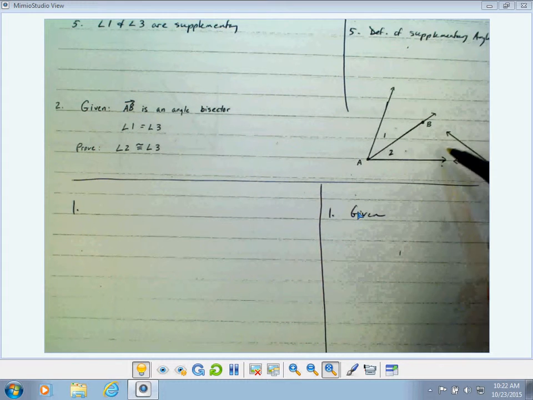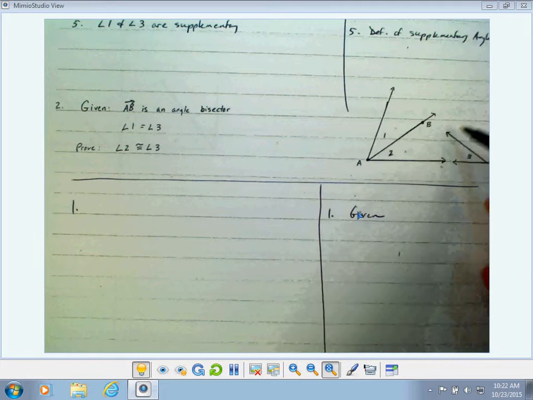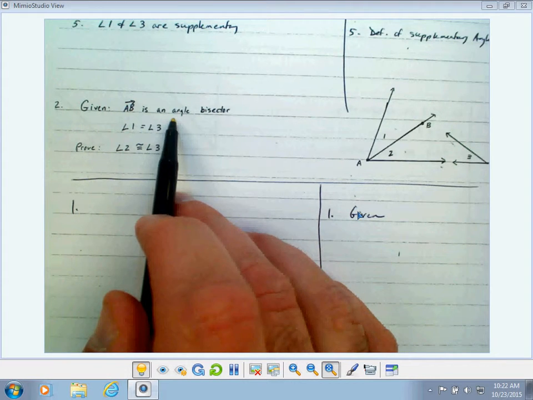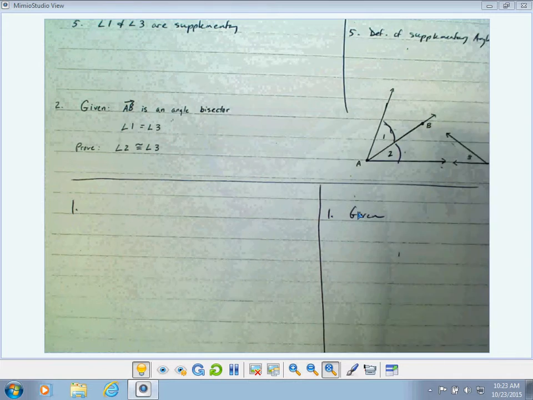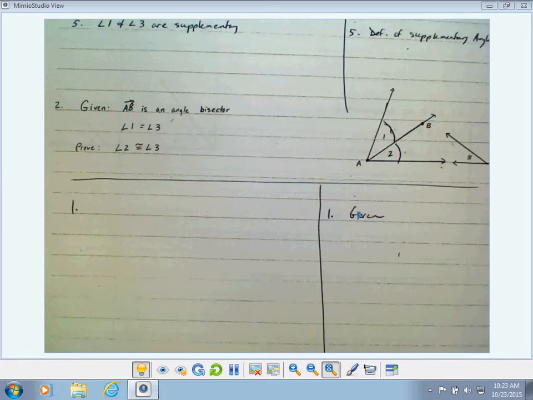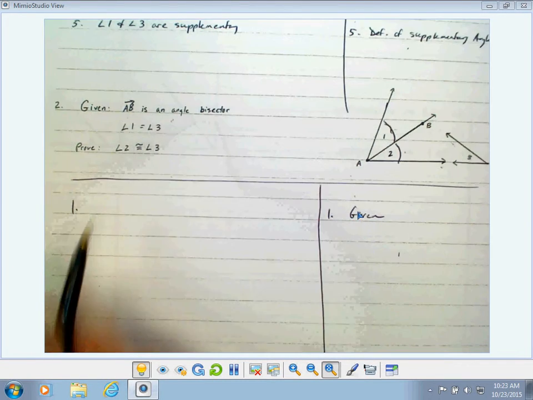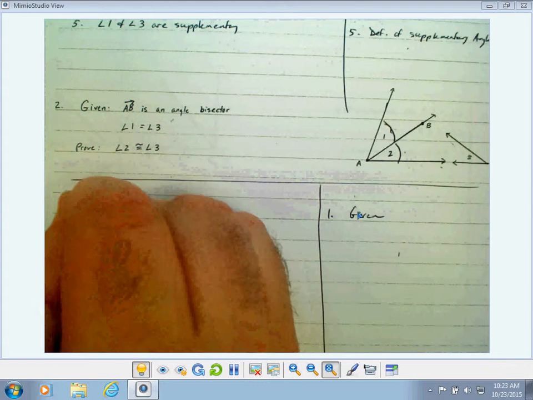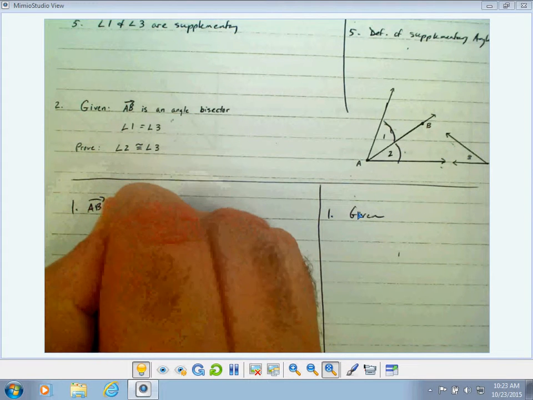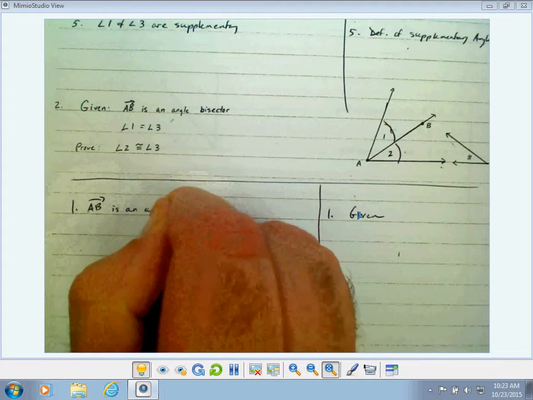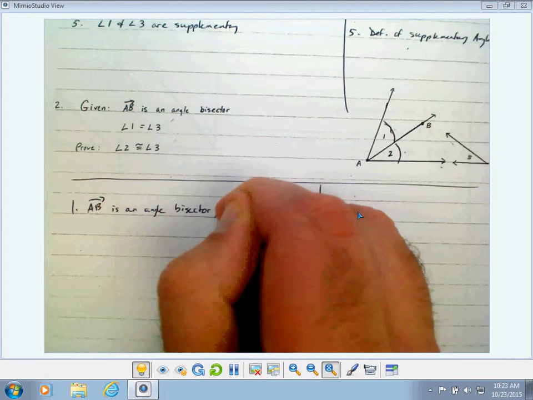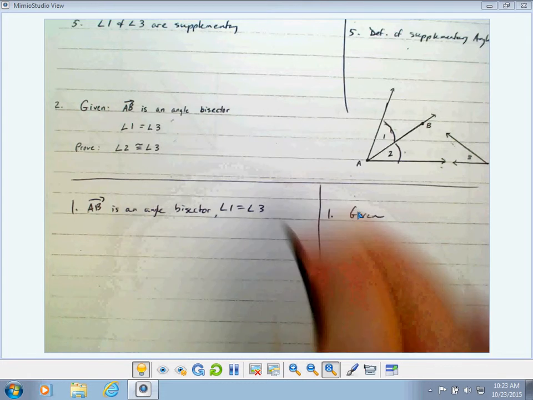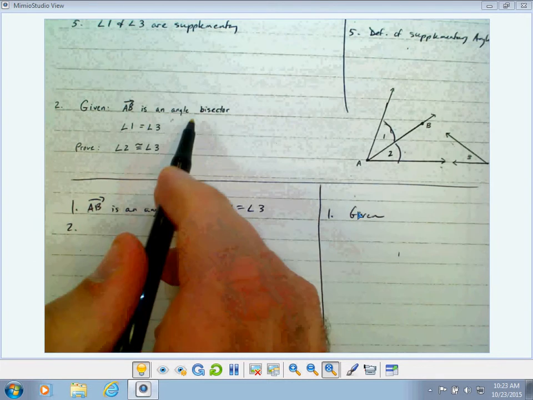But because I have this bisector thing, it means I know something more than just that. It actually means I know that angle 1 and angle 2 are equal to each other. So AB is an angle bisector. That's going to help us out. I'm going to write this as a given, sorry. There's my whole given. So this is our start though right here.